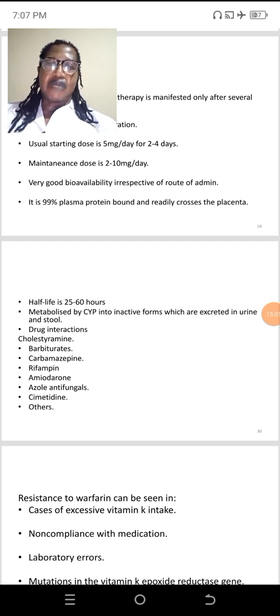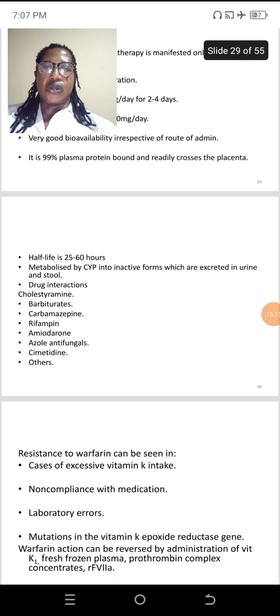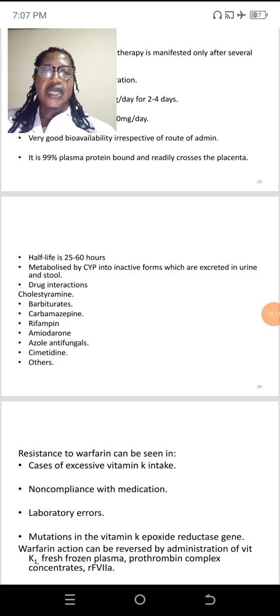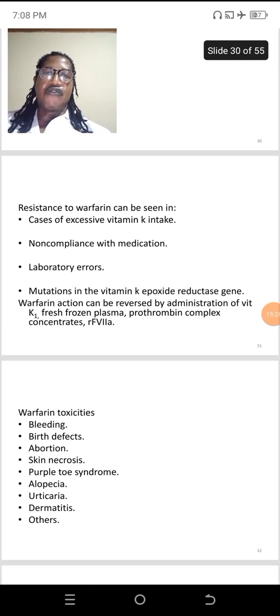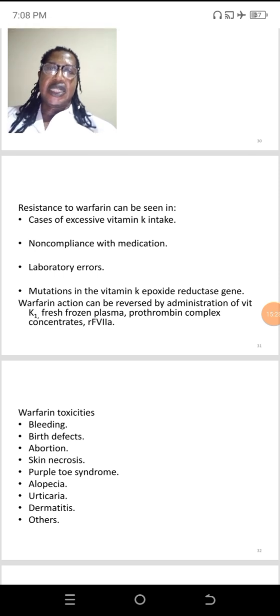And because it's metabolized by CYP, we expect that it will have a lot of drug interactions. So there's interaction with cholestyramine, barbiturates, rifampin, azole antifungals, and several other drugs. Resistance to warfarin can be seen in cases of excessive vitamin K intake. Don't forget that it's a vitamin K antagonist.